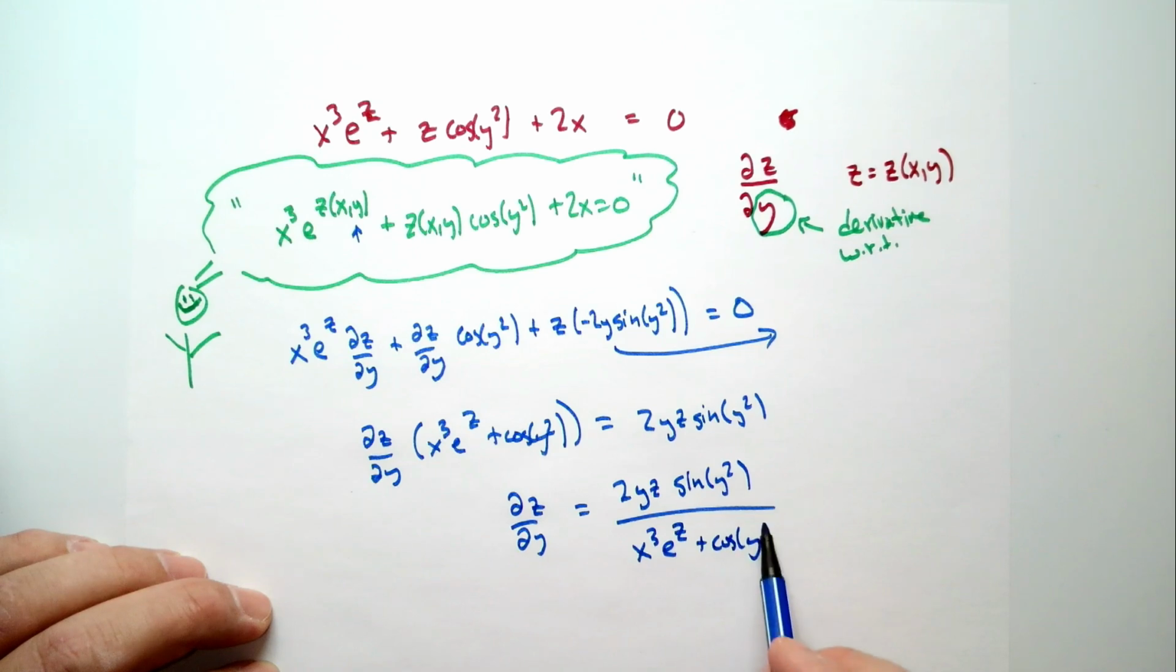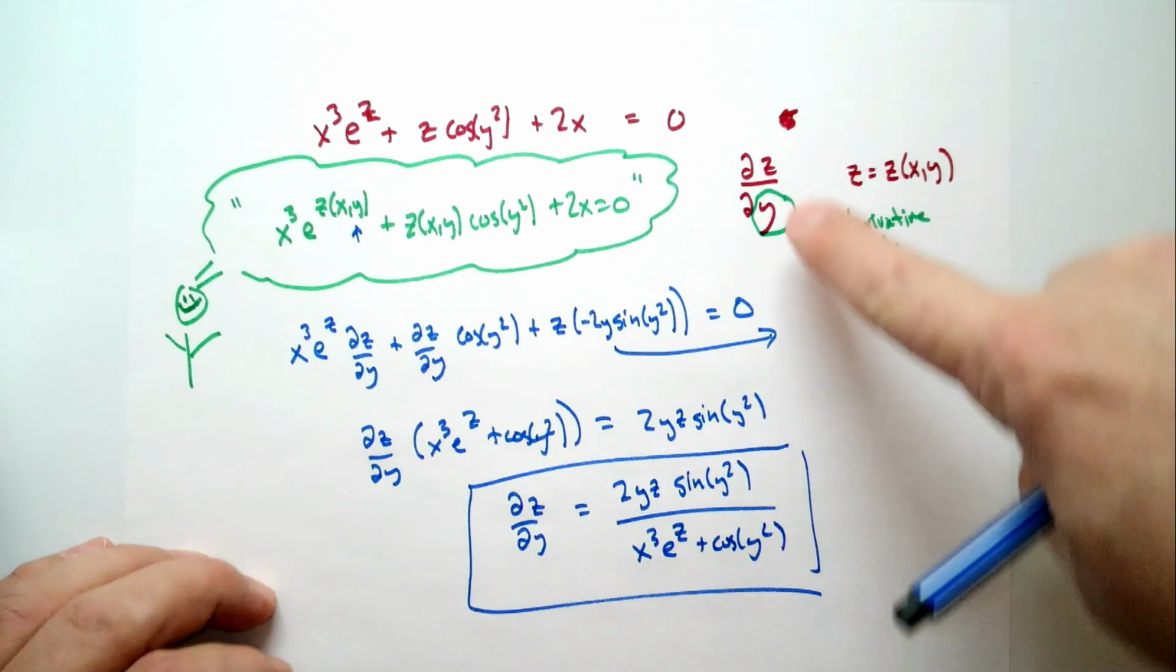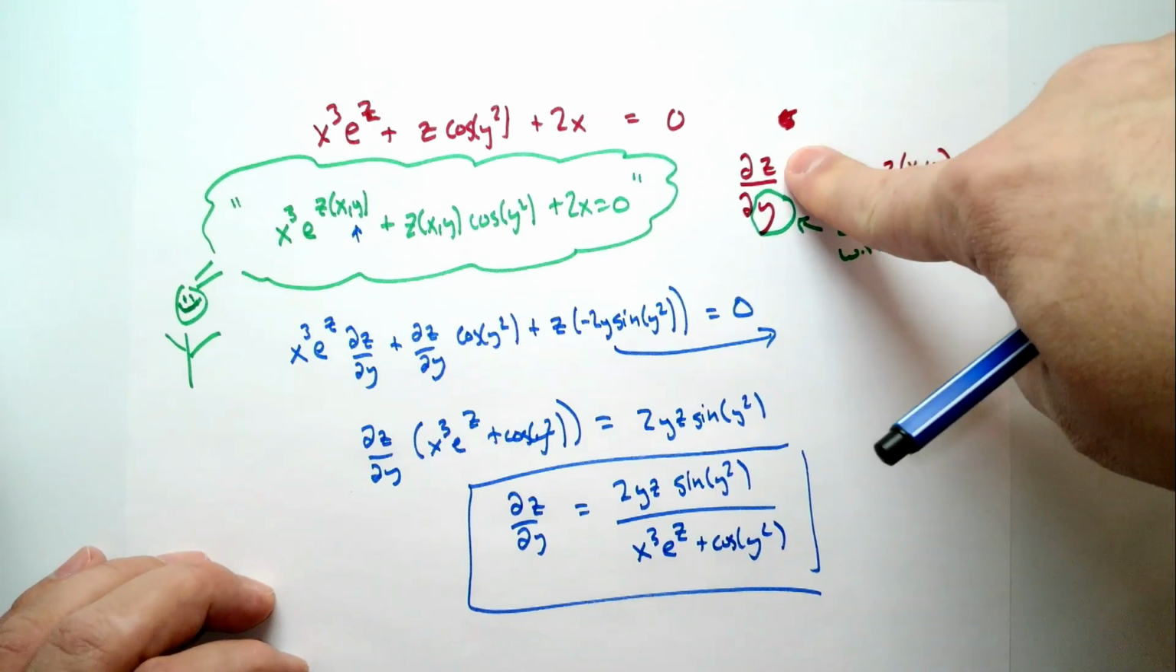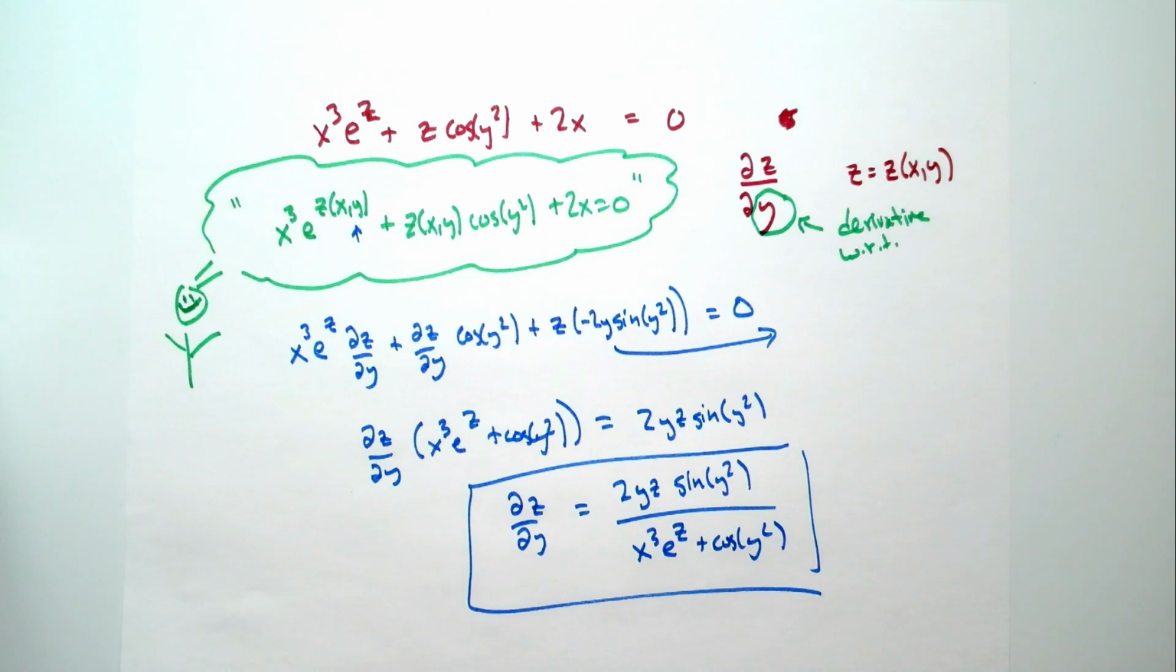All right, so that's it. So implicit differentiation, just remember, whatever variable you're taking the derivative with respect to, make sure you say z depends on y, and then take the derivative of everything with respect to y, and life is good.